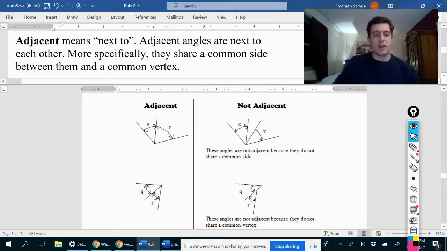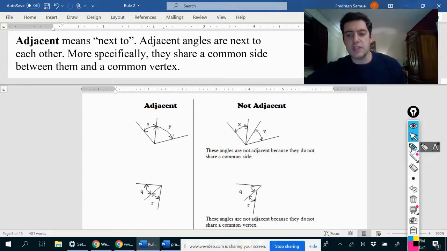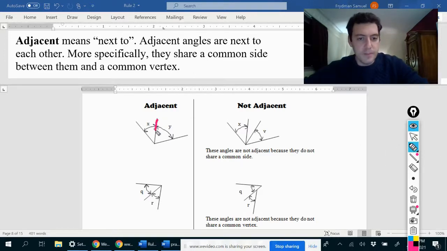So let's look at a couple of pairs of angles which meet this definition. Let's take a look at this angle over here and this angle. This angle we're calling angle X. This angle we're calling angle Y. These are adjacent to each other. So you can see just very informally that they do kind of look like they're next to each other, right? Okay, but more specifically, we're calling them adjacent because they share a common side between them.